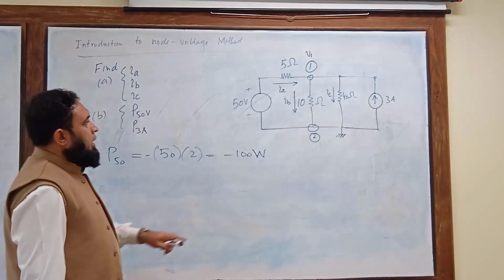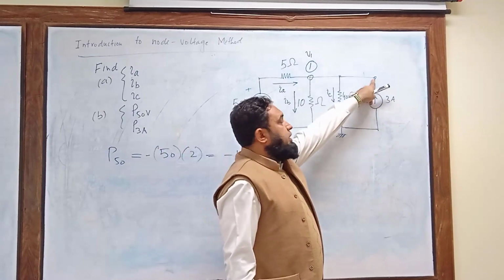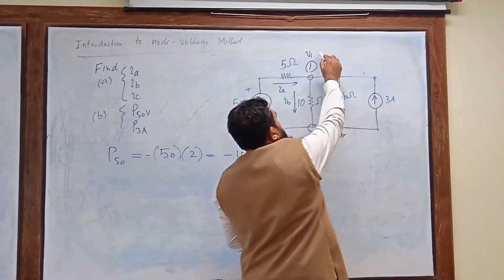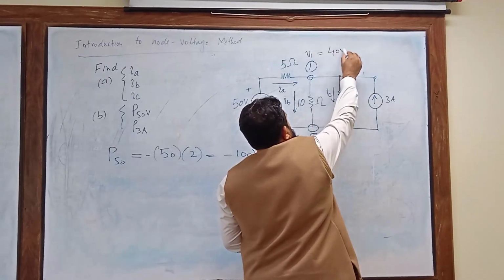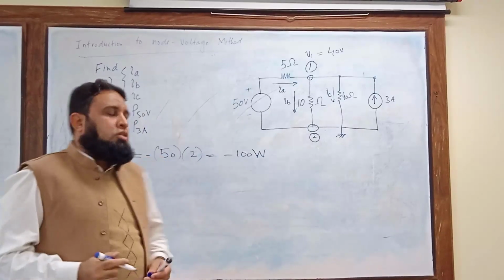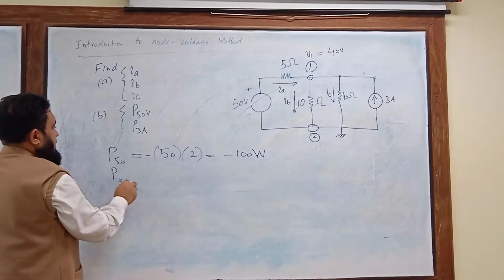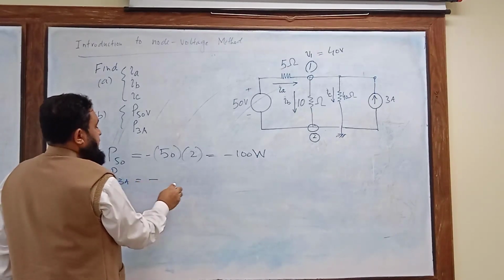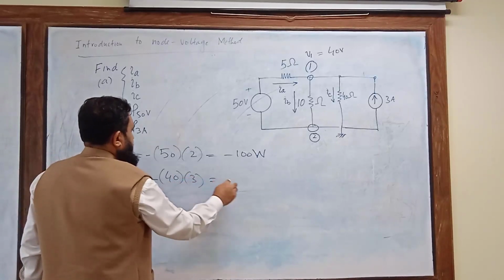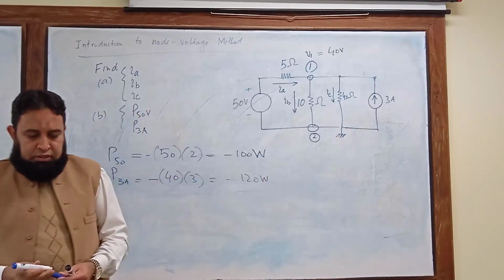Now look at the 3 ampere current source. The voltage here is very important to know. That is V1, and that is equal to 40 volt. So simply 40 volt multiplied by 3 ampere. Again, it is delivering the power, so the power delivered by the 3 ampere current is equal to minus 40 into 3, which is minus 120 watt.